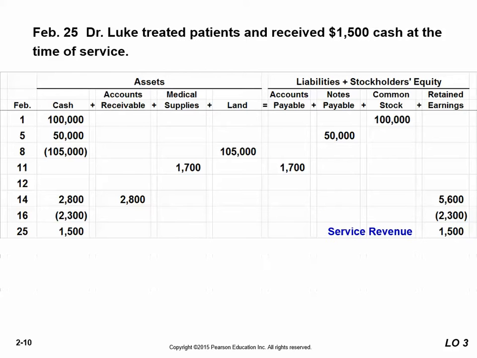On February 25th, the doctor treated patients and received $1,500 of cash at the time of service. Cash will increase by the $1,500, as will retained earnings, since revenues increase retained earnings.